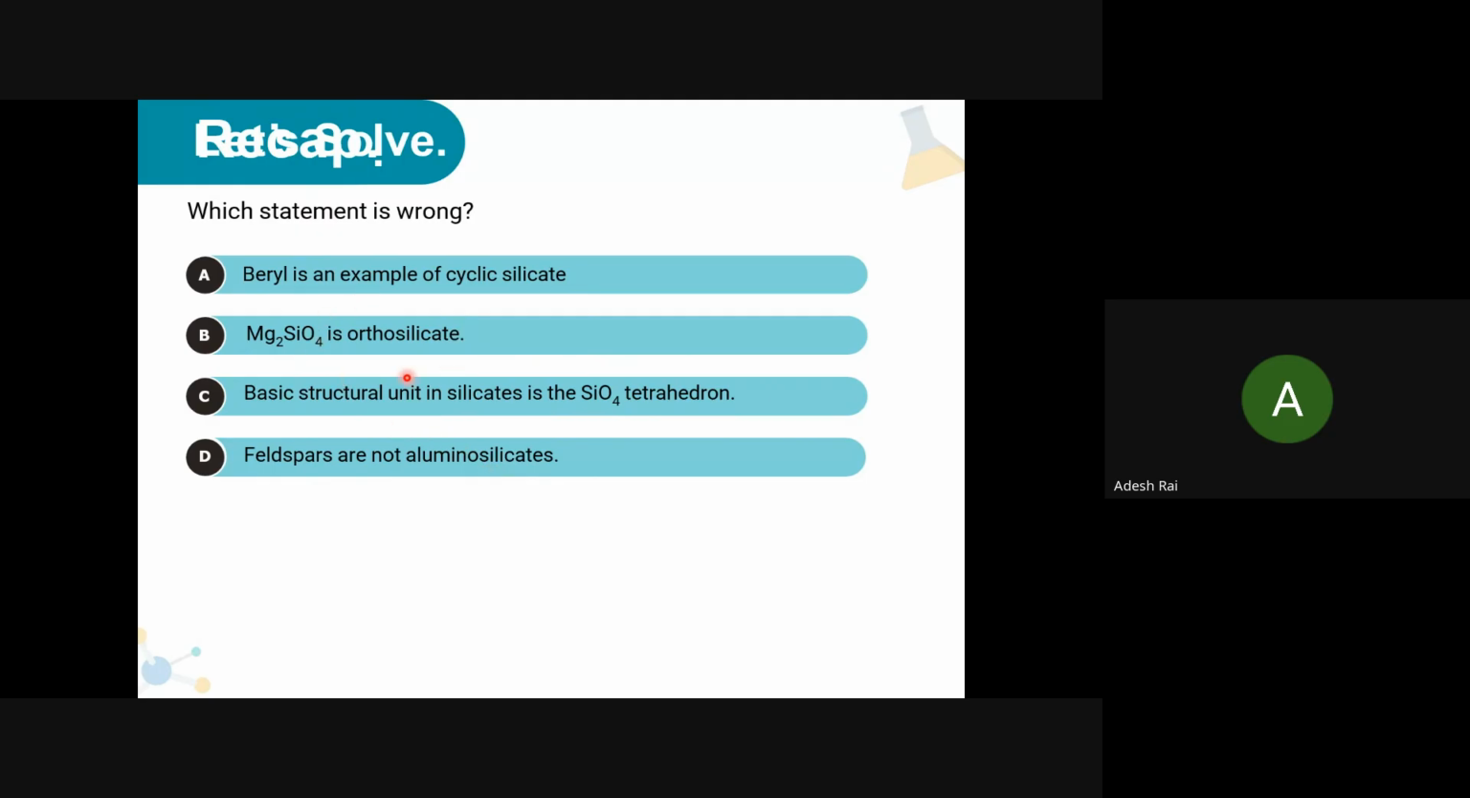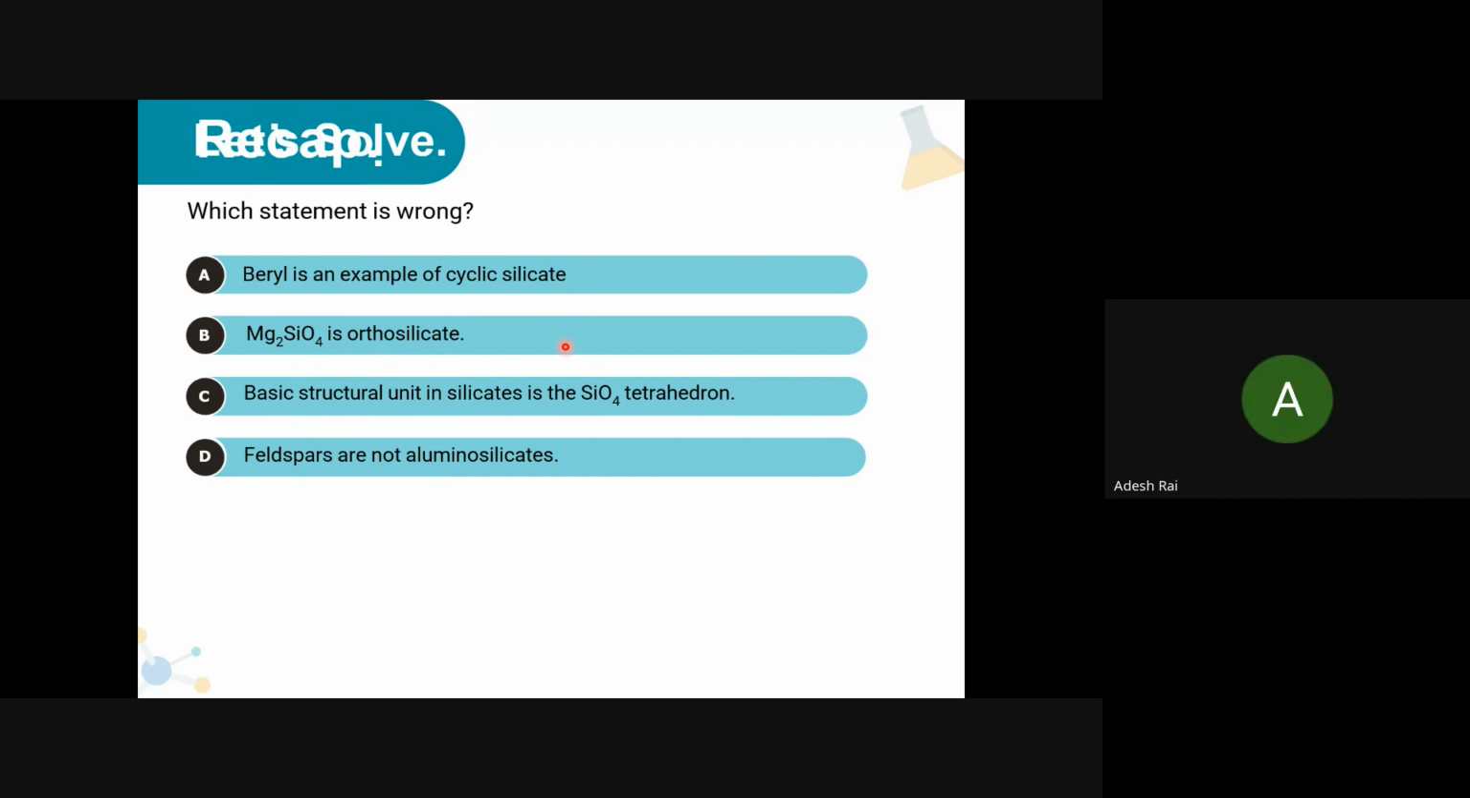Feldspar are not aluminosilicates. What do you think? Which is incorrect? Where did we study feldspar? We studied it in the zeolite case. Beryl is an example of cyclic silicate. Do you remember the beryl part? Total plus 12 minus 12, cyclic silicate only. Correct. So which option is incorrect according to you? D.